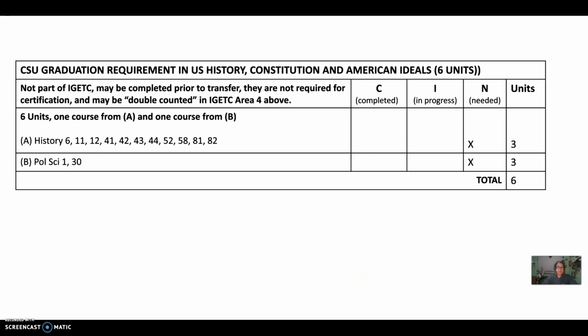And then the CSU graduation requirement in U.S. History, Constitution, and American Ideals. These are the statutory requirements that are on the CSU. They're included here on the Igetc. It's not part of the Igetc. It's not required to get Igetc certified. But they do include it here because, much like with the speech requirement that you saw at the very top of the Igetc, many students will want to apply to both systems, and this way we're including courses that are advisable for the CSU as well. But they are not required to get Igetc certified.